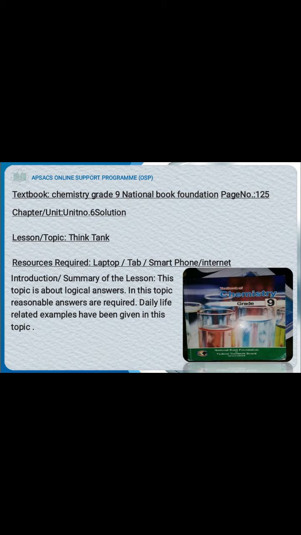Introduction and summary of the lesson: this topic is about logical answers. In the think tank, you will logically answer some questions related to everyday life. Reasonable answers are required. It is on the second level, so except for the book examples, you will study more examples in this one. Daily life related examples have been given in this topic, and we will discuss some of them.